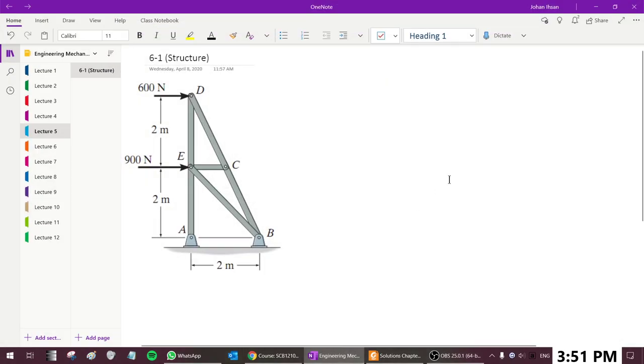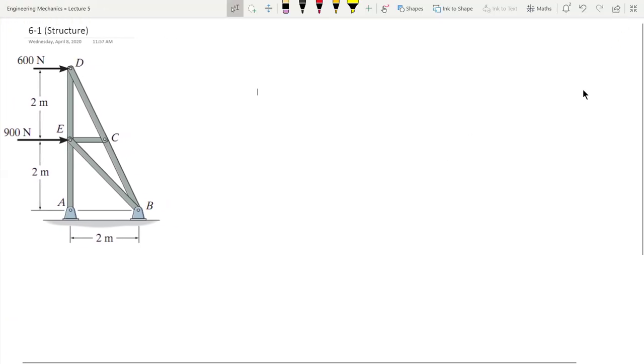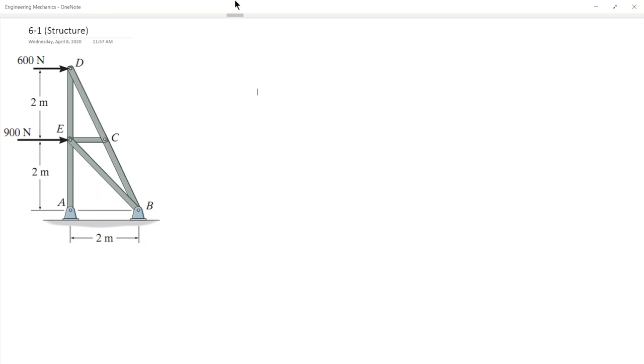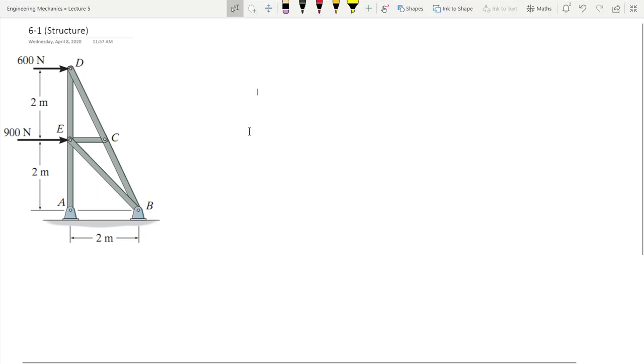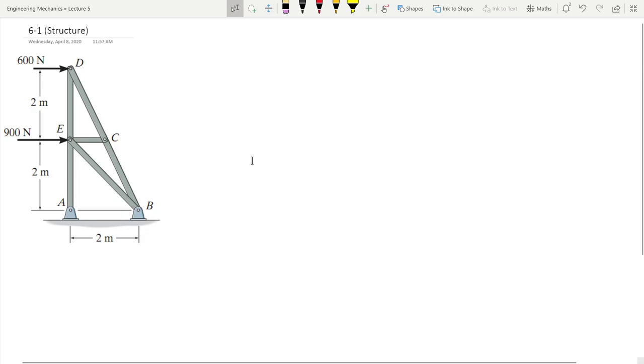All right, so now we're going to do an example which is quite important in structural analysis. So you can open up your tutorials. We're going to do question 6-1. Open up your tutorials. This is the question 6-1.